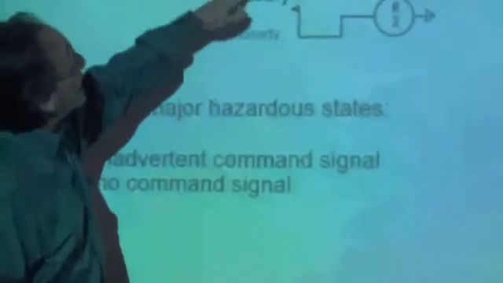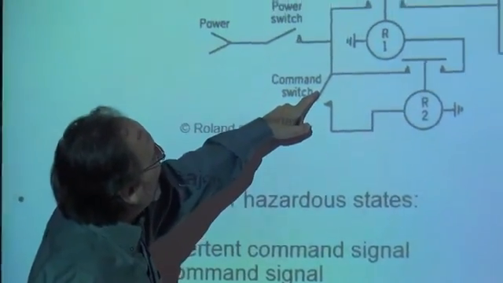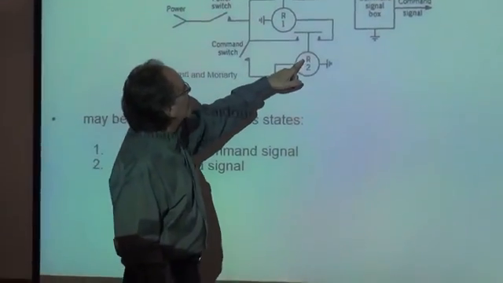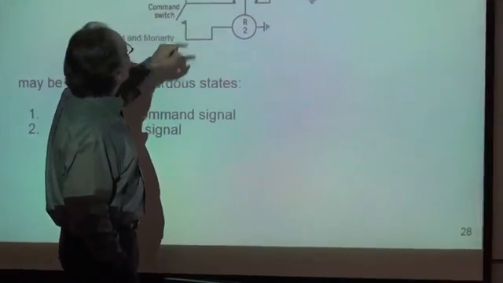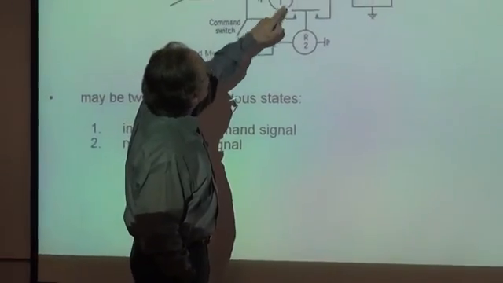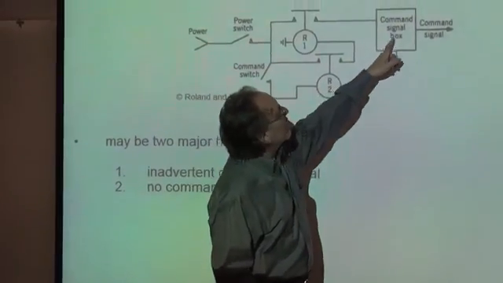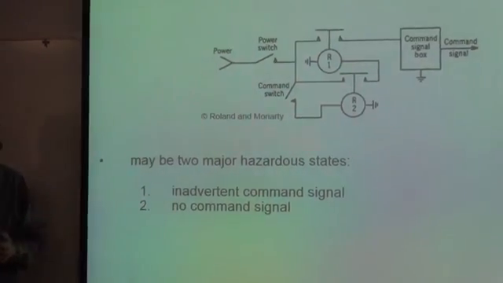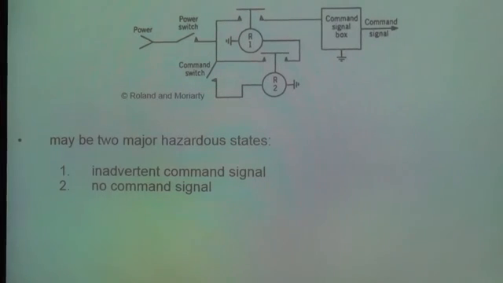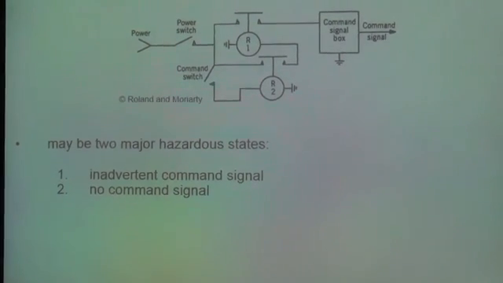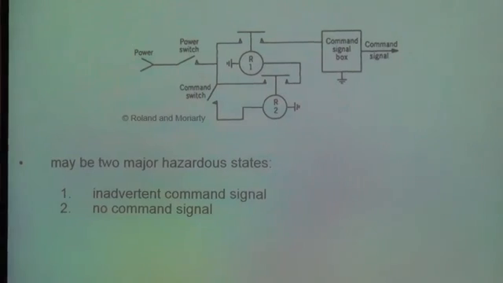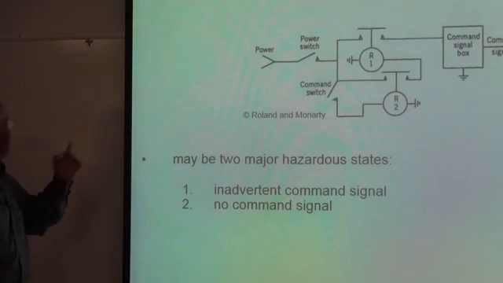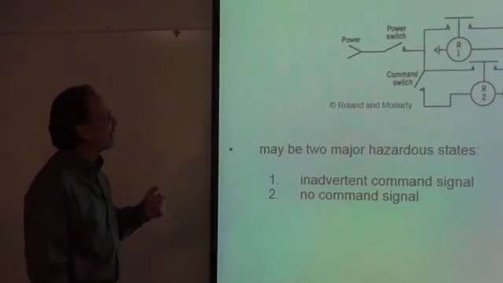As a power switch and a command switch. And when the command switch is operated, these two switches, the power and the command switch, are on. These two switches automatically close, and you get a command signal, or for something. It could be a display or something, doesn't matter. So there's two top-level faults: an inadvertent command signal or no command signal. So these are kind of complementary, and that's why this is an interesting problem.